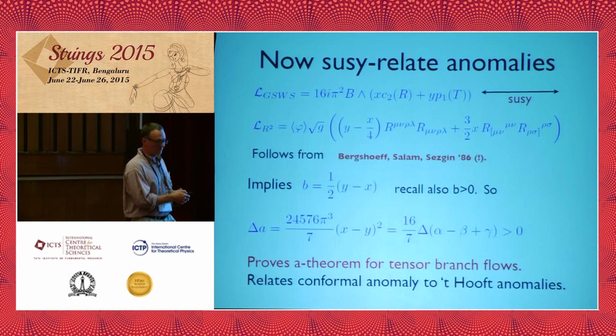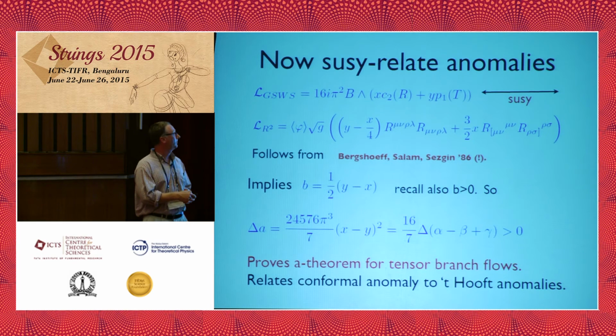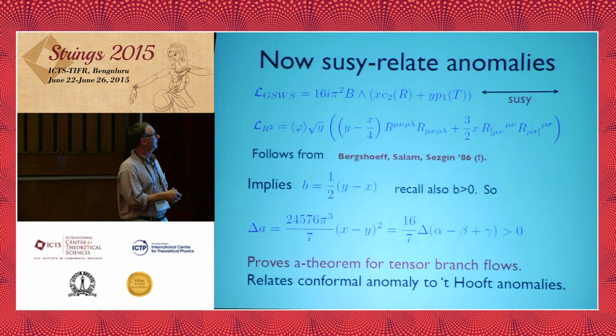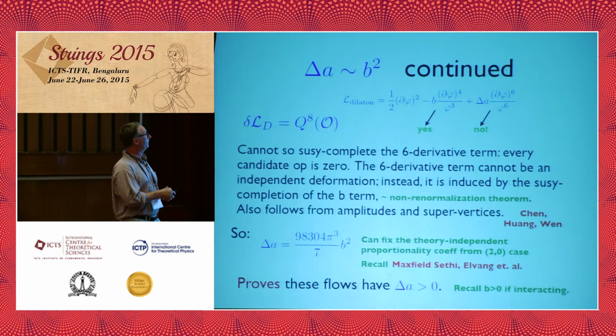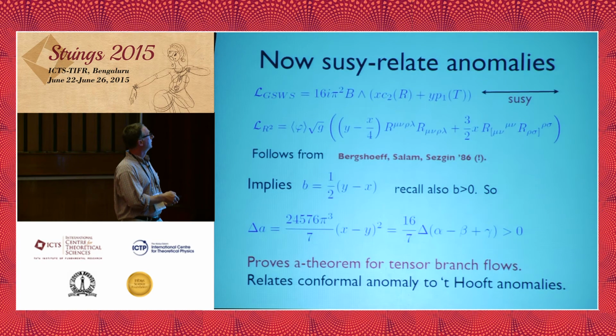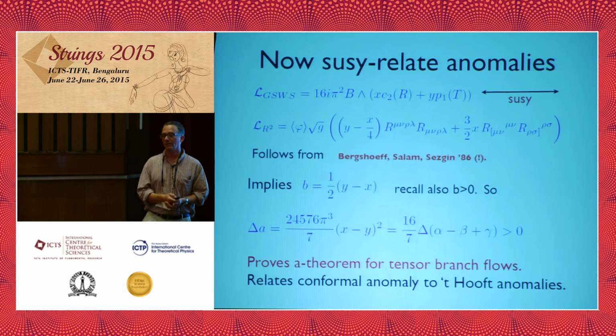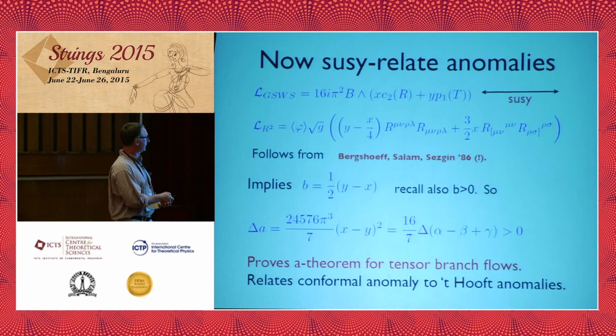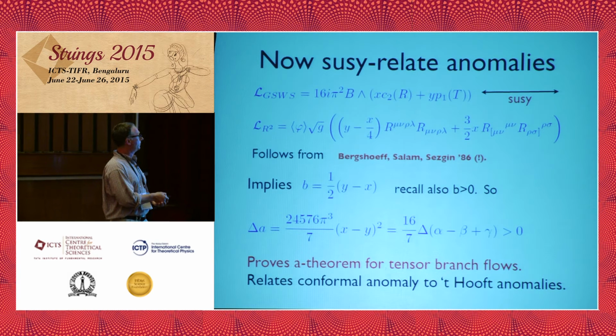And actually here, we were very fortunate that the work was already done in a paper from 1986 by Bergshoeff, Salam, and Sezgin. They were looking at R-squared supergravity, and they wrote down in R-squared supergravity some supersymmetric Lagrangians, and it follows from that supersymmetry relates these terms. So this implies that this coefficient B of the four derivative term is related to x and y, which was related to the change in the anomalies.